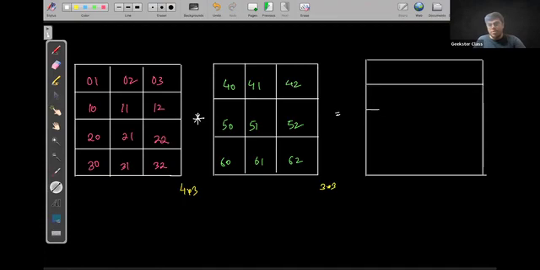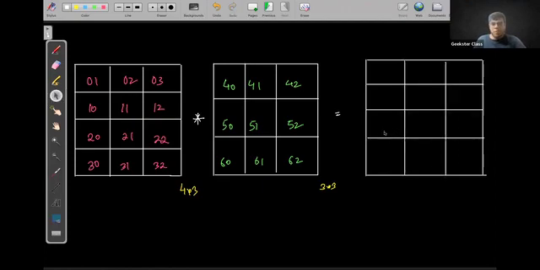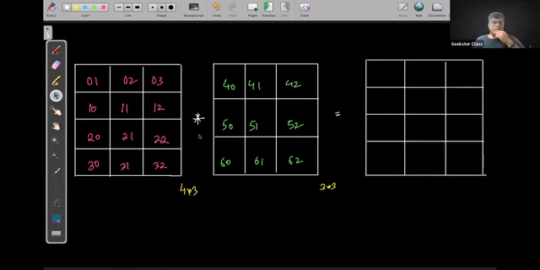So 4 rows, 3 columns. Okay, so this is the resultant. This is C, which is 4 cross 3, which is R1 cross C2. This is R1 cross C1. This is R2 cross C2. Now, what will be the 0th block?